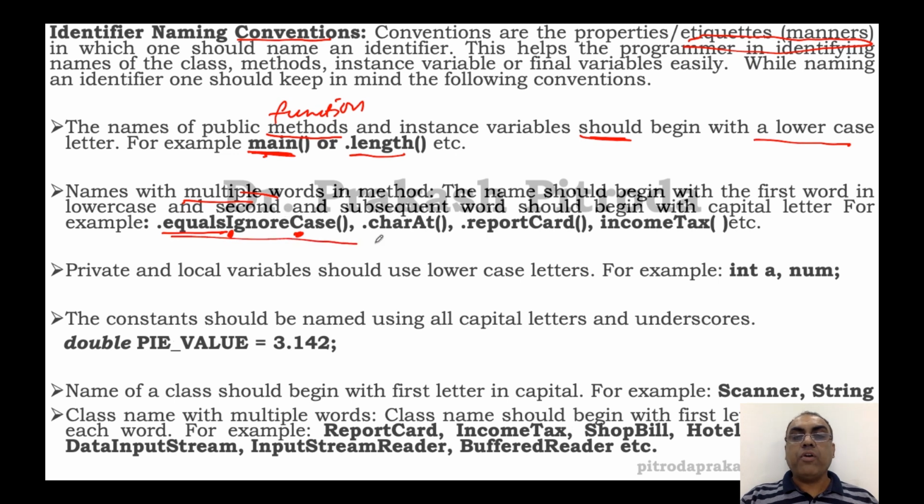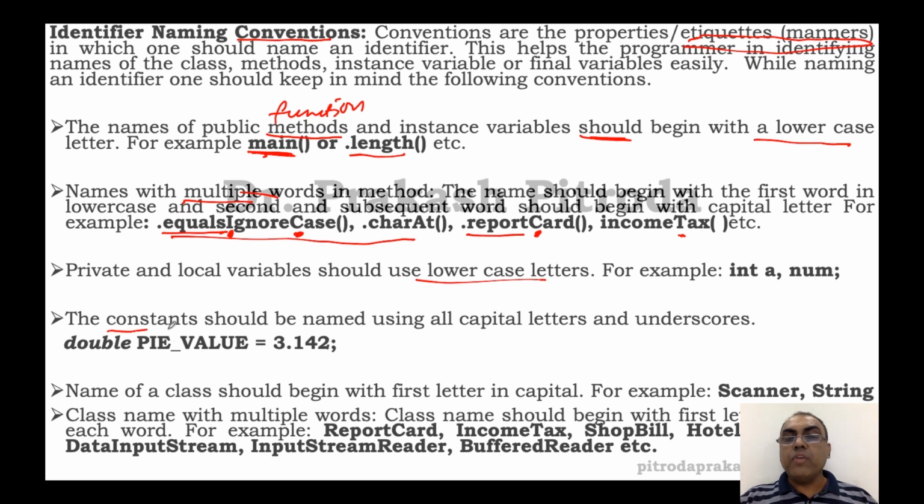So these are predefined already in Java. Someday you will learn. Suppose I'm creating my own function name. Instead of public static void main, I'm saying public static reportCard. Then for reportCard, the first word should be small, but the second and subsequent words, if I have them, should begin with a capital. Similarly, incomeTax. So the first word is income, small, the second begins with a capital. Private and local, so all the variables that you're writing inside your method should be of small letters. So inside public static void main, if you declare, small letters.